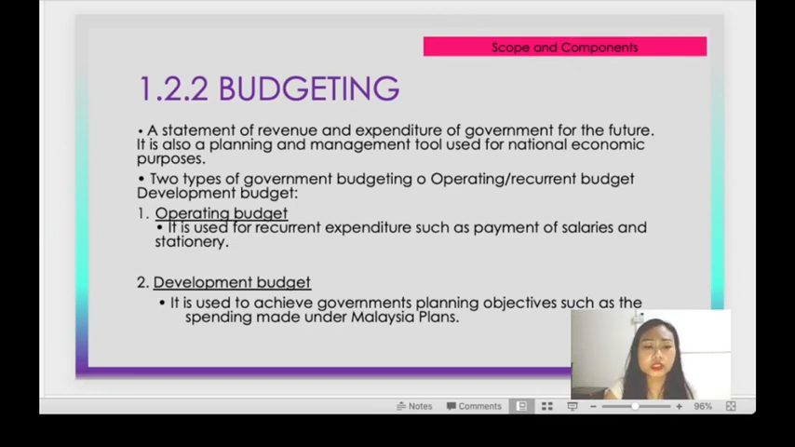What is actually budgeting in a simple word? Budgeting is plans on how the government wants to use the money that they have. They need to spend on the country's expenditure wisely based on the money that they have.